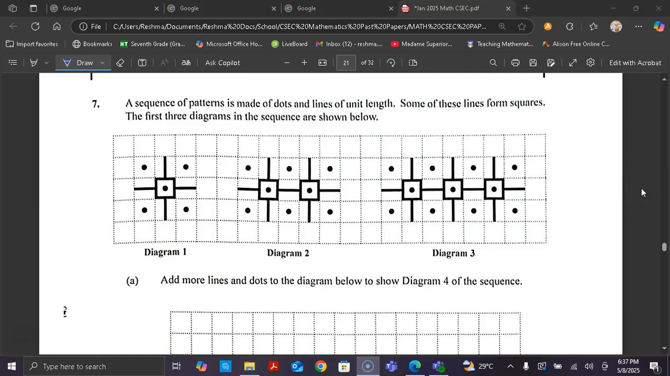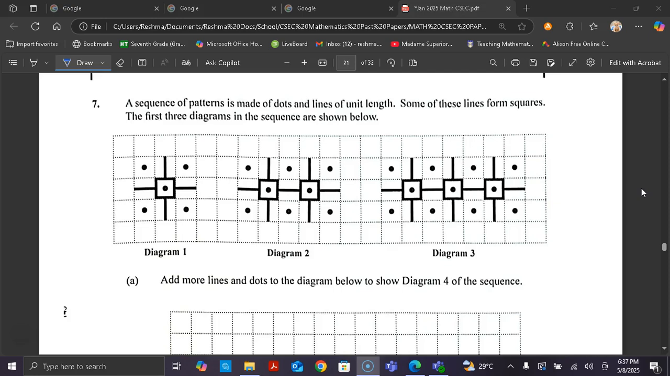So stay tuned if you want to find out a little trick to determine the general formula for the nth diagram when you have a patterns and sequences question in CSEC Math Paper 2. So this is the January 2025 paper. We're on question number 7.